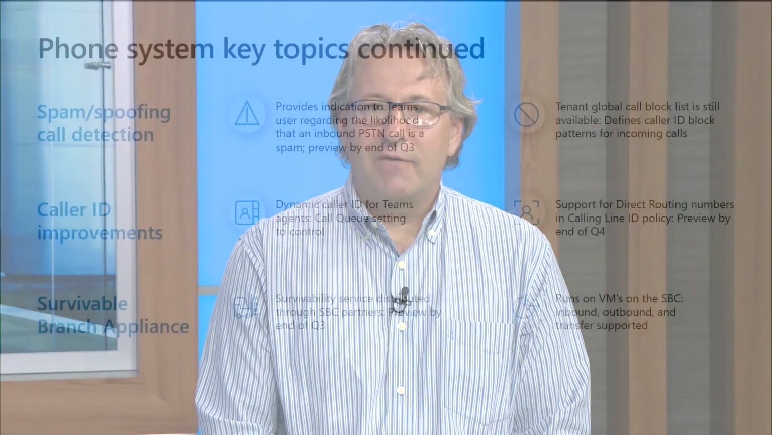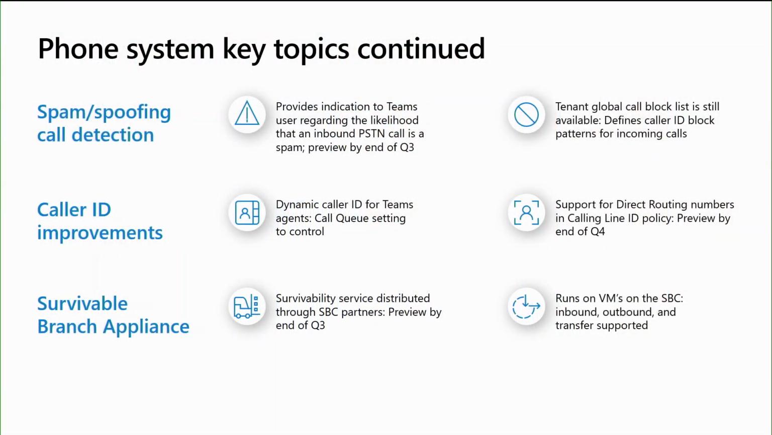Last topic for me to cover is the survivable branch appliance. This is used heavily in the industry on many different platforms, to provide PSTN calling resiliency in case my WAN link is disrupted. The users can still make and receive PSTN calls. We've been working with our session border controller partners to provide some software that they are hosting on virtual machines running on the SBCs that perform this branch office resiliency.